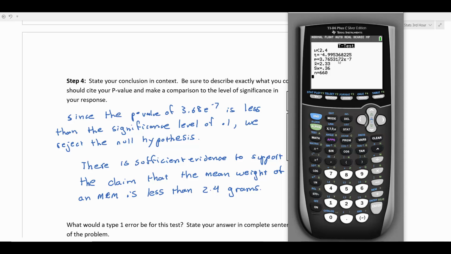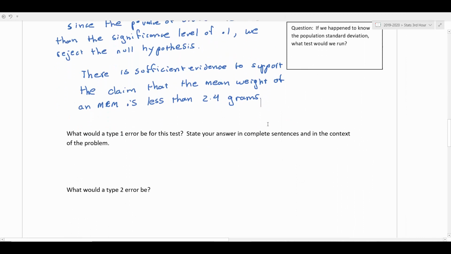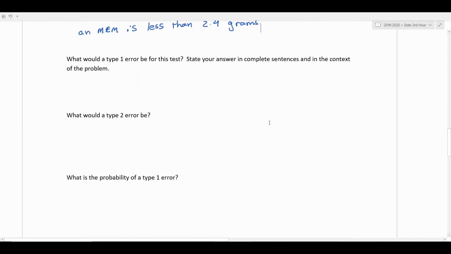So really, when you do this, all you need is the p-value. You just have to see if that p-value is greater than or less than your significance level to make a decision about the claim. Okay, so we're just using this to verify what we just did by hand in steps 1 through 4. Okay, all right. So let's continue on. So after we do a test, typically, if we were doing this professionally, we would report on what errors could possibly be made and what the probability of those errors are. So we would like to know what a type 1 error would be for this test.